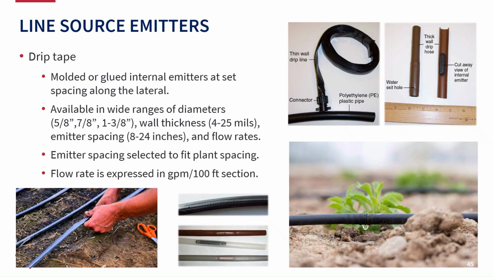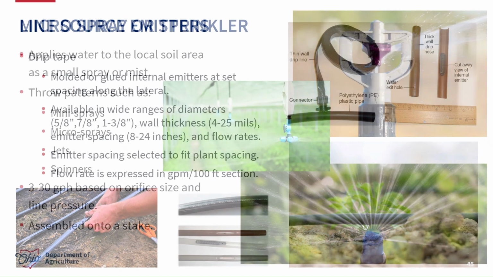So these emitter spacings should be selected to fit the plant spacing that we're irrigating in that bed or in that field. And flow rates along these lines are typically expressed in gallons per minute per 100 foot section of that lateral tape.